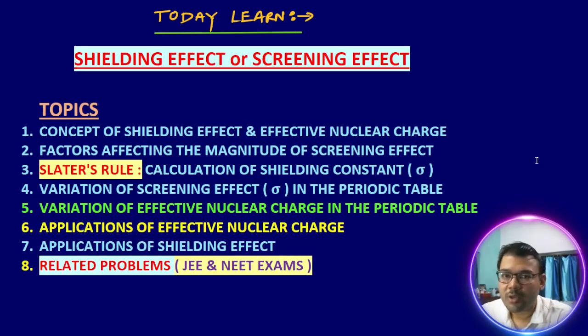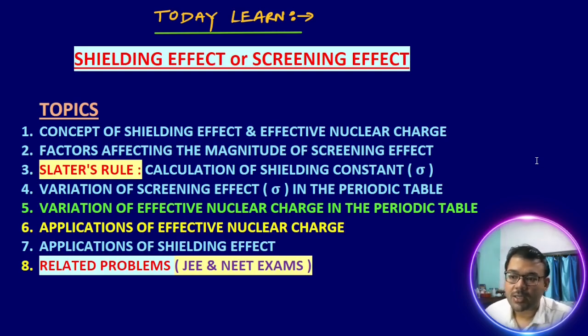Hello students, today we are going to learn the shielding effect or screening effect. The topics of this concept regarding shielding effects are concept of shielding effect and effective nuclear charge. We are going to learn first the concept of shielding effect and effective nuclear charge. What is the meaning of effective nuclear charge?